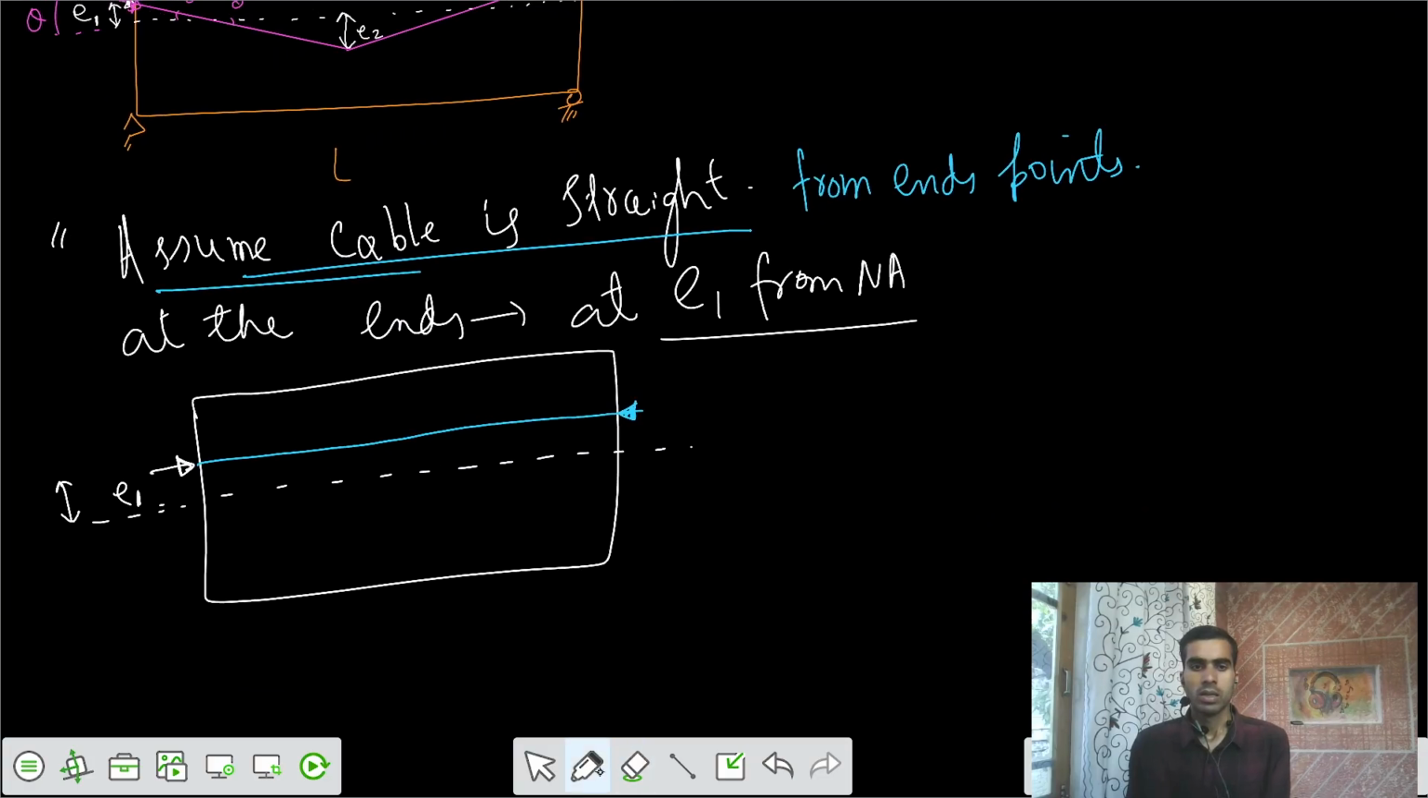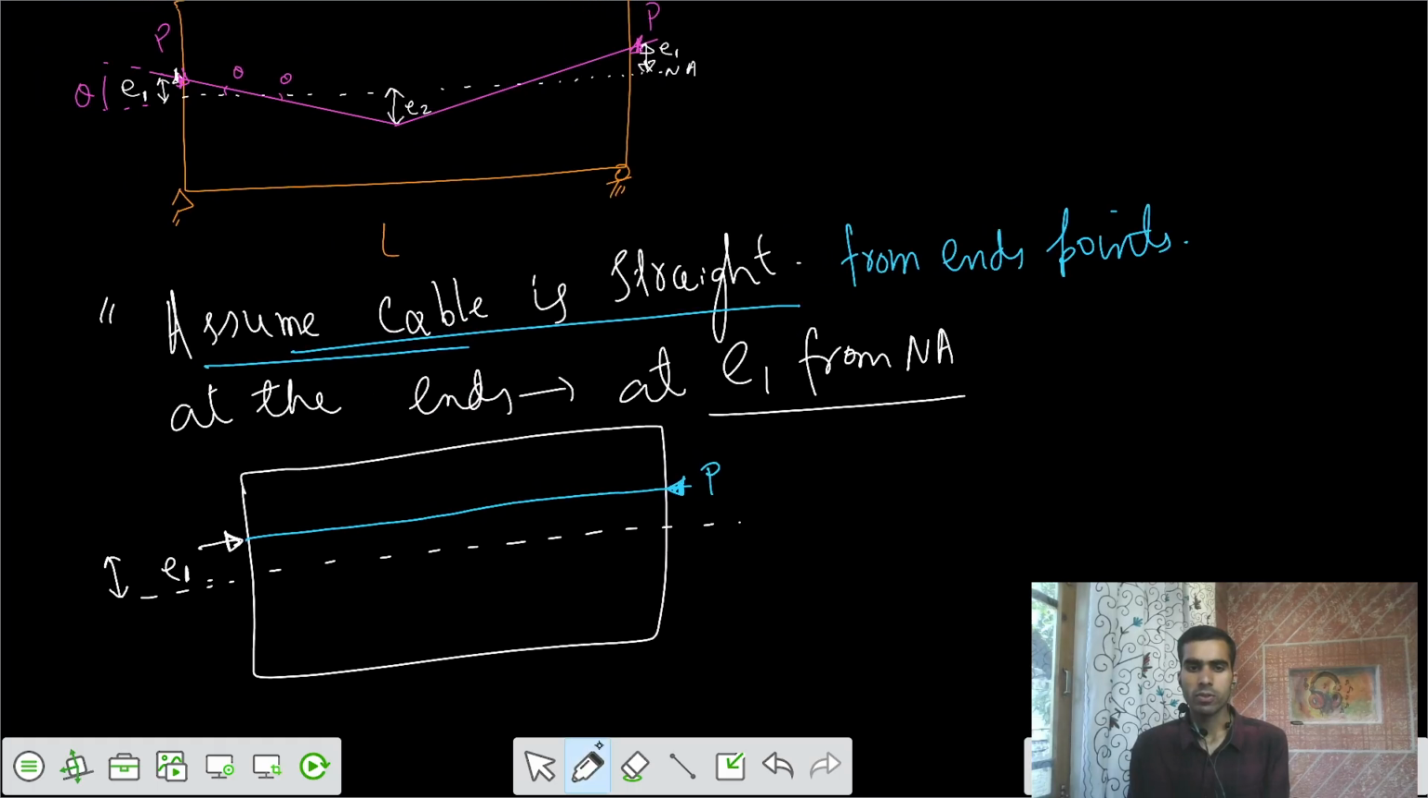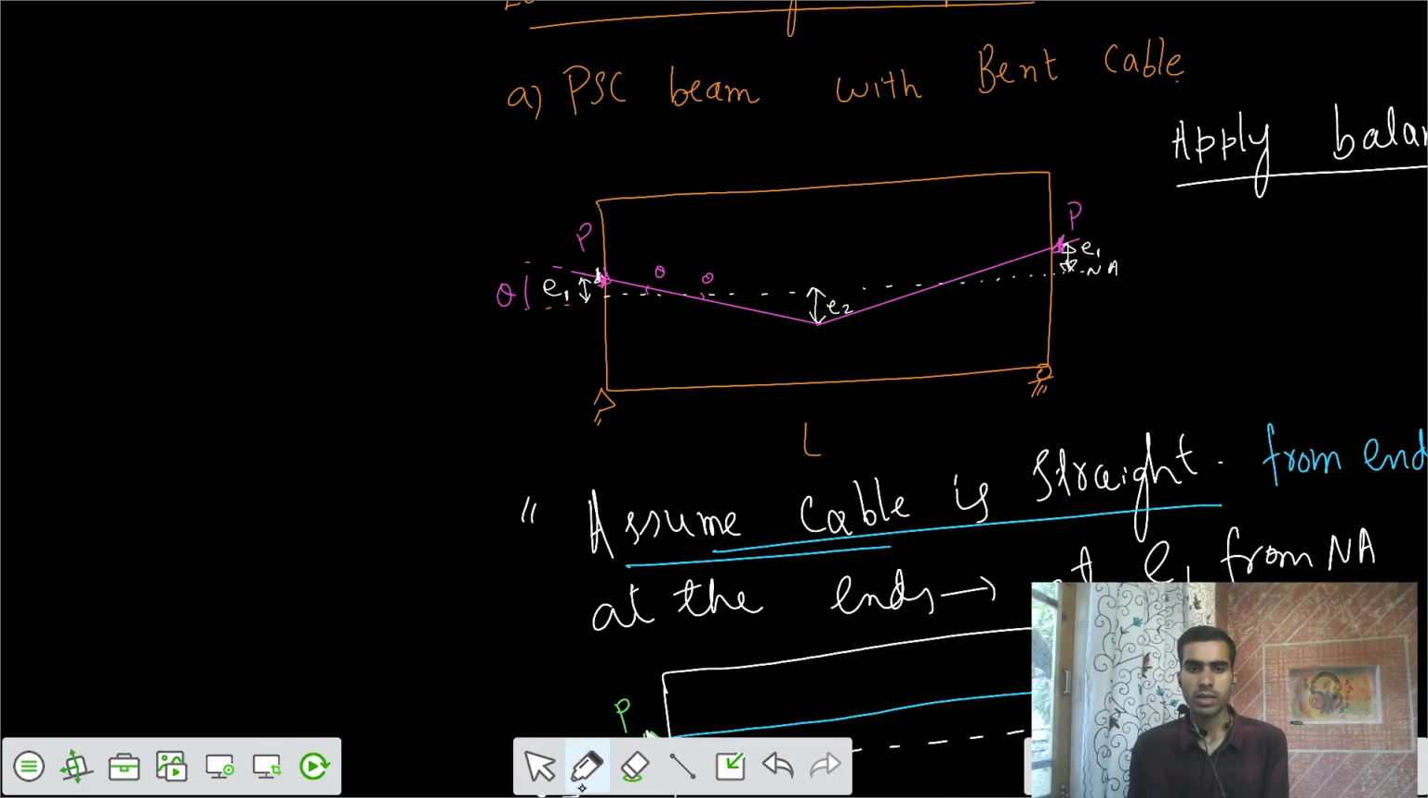So this is our cable now. Now we need to say, is this force only P, or is there some component of that? Let's try to take a section somewhere here. At the location of P, there is some compressive force of P inside the bar, and there is some theta.